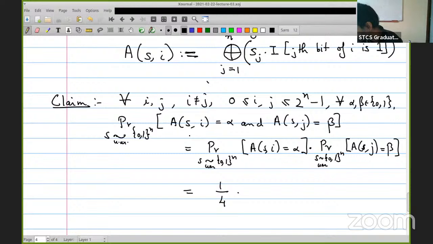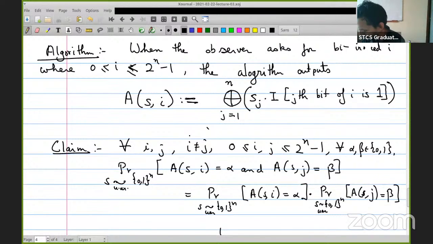Should I prove the claim, or is it clear, or should it more be like homework? So how would you go about proving this? Let's see. Yeah. Maybe I won't write the formal proof. I mean, it's not hard.